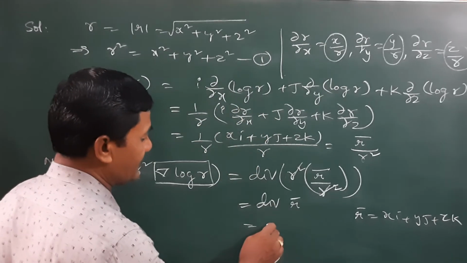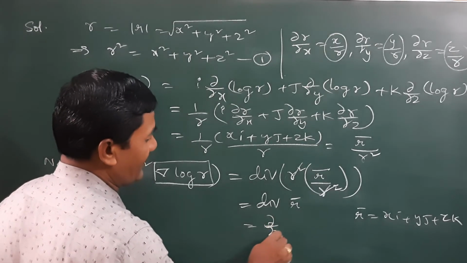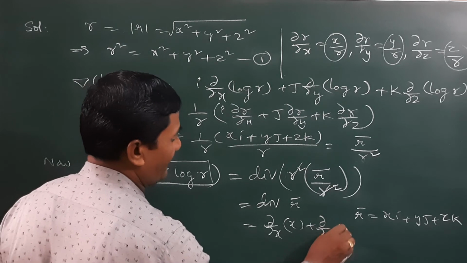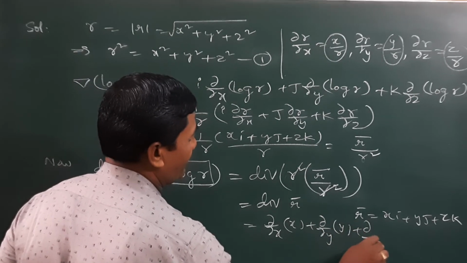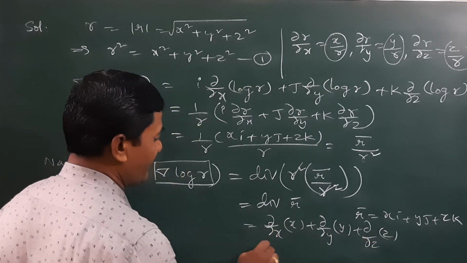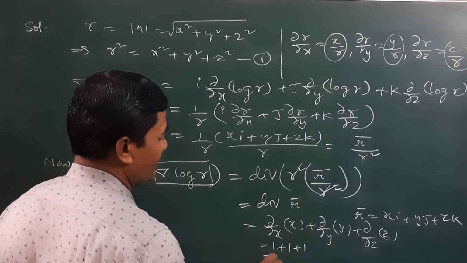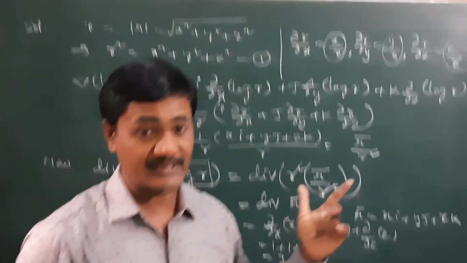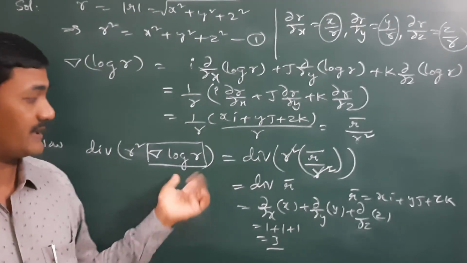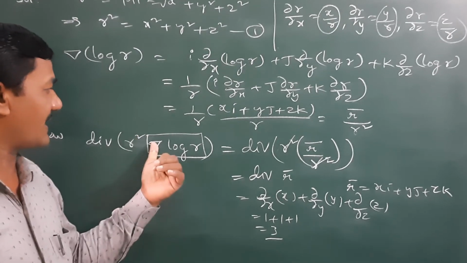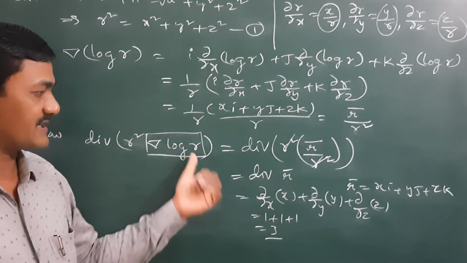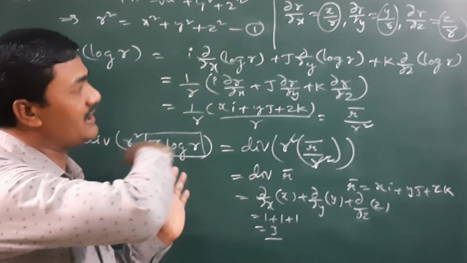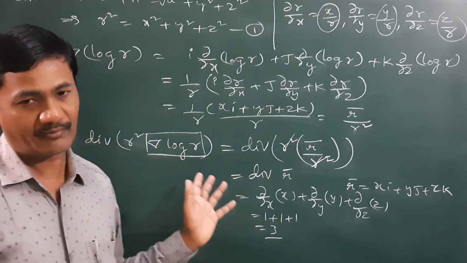So this is dou by dou x of the first function x, plus dou by dou y of the second function y, plus dou by dou z of the third function z. This derivative is 1 plus 1 plus 1, so the value is 3. This problem is a 2 marks question. That is, div of r square del of log r has the ultimate value 3. So these are the solutions for problems 1, 2, 3, 4, 5.